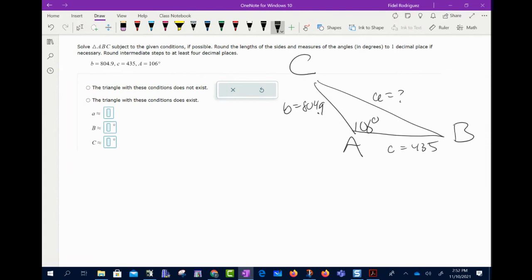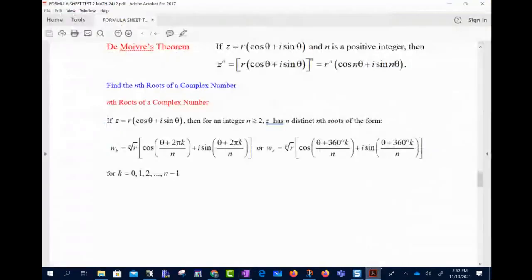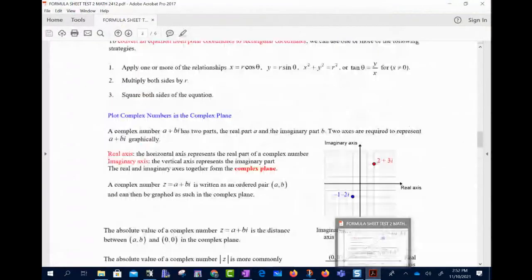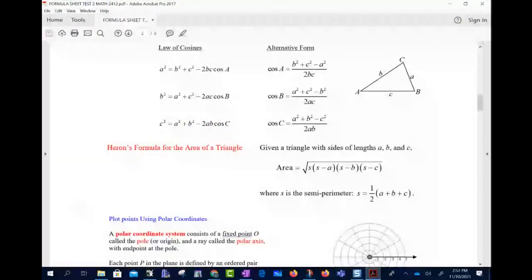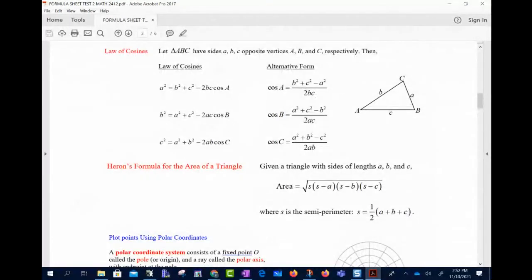So it's going to be really difficult for me to use the law of sines, because even though I have angle A, I don't have side a. And even though I have sides B and C, I don't have angles B and C. So we're going to go with the law of cosines here, y'all. Let me scroll back down over here. Let's find our law of cosines, and here we go.